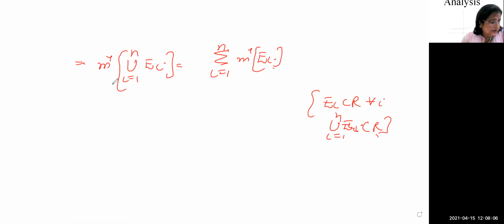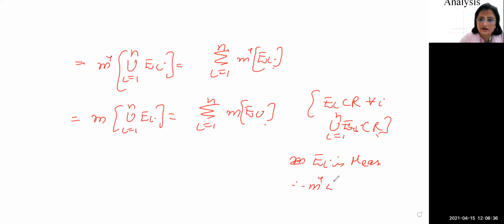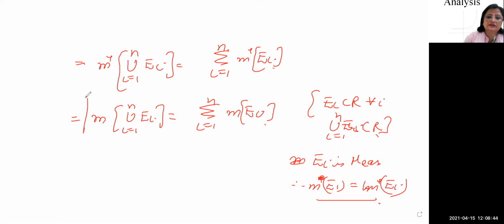So what is the result we want to prove? We have now proved that the union is a Lebesgue measurable set, and the Lebesgue measure is equal to the outer measure. So here we change: m of the union of Ei, i running from 1 to n, is equal to the summation i running from 1 to n of m of Ei, because Ei is measurable. Therefore m of Ei is equal to m star of Ei. So this is what we wanted to prove.